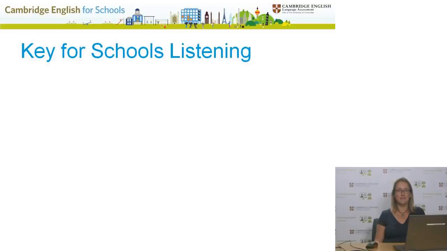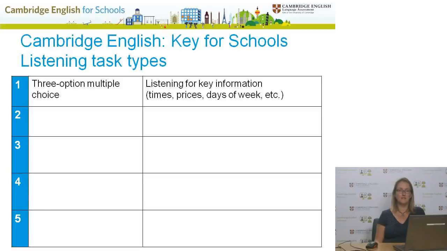We'll start by having a look at the Cambridge English Key for Schools listening paper. There are 5 tasks for Key for Schools listening. The first is a 3-option multiple choice in which candidates listen for key information in 5 short recordings. The second task is a matching task.